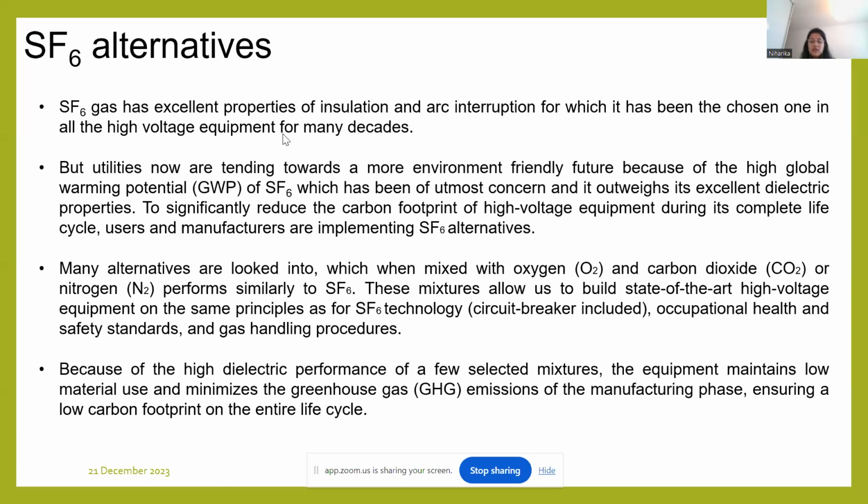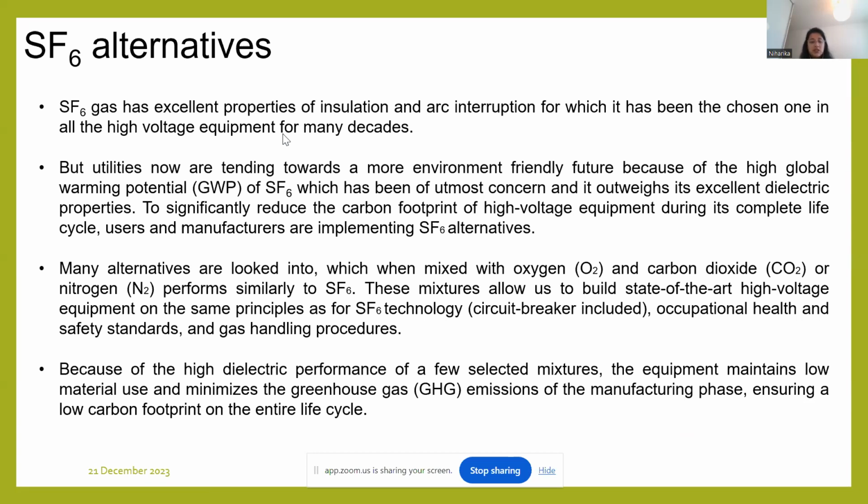So SF6, as we all know, who are associated with the power system, has excellent properties of insulation and arc interruption, and that's why it has been chosen for so many decades to be used in high voltage equipment. But people now are tending towards a more environment friendly future because of its high global warming potential, which is around 24,300 when compared to CO2. So to significantly reduce the carbon footprint, the utilities and the manufacturers are implementing SF6 alternatives.